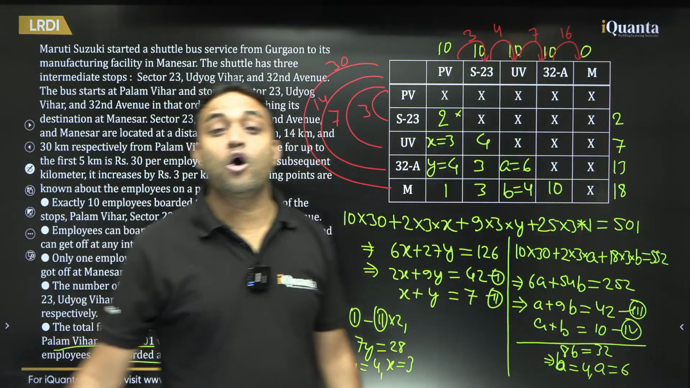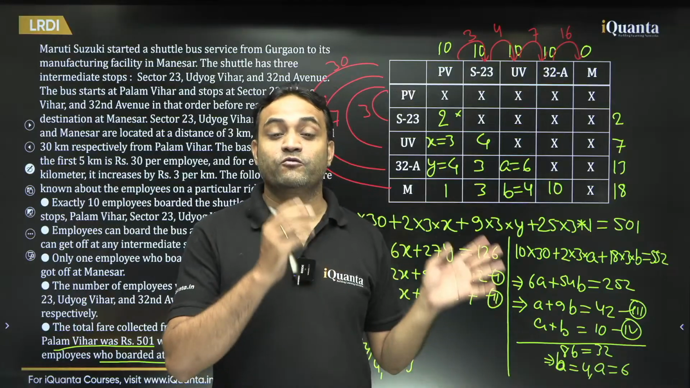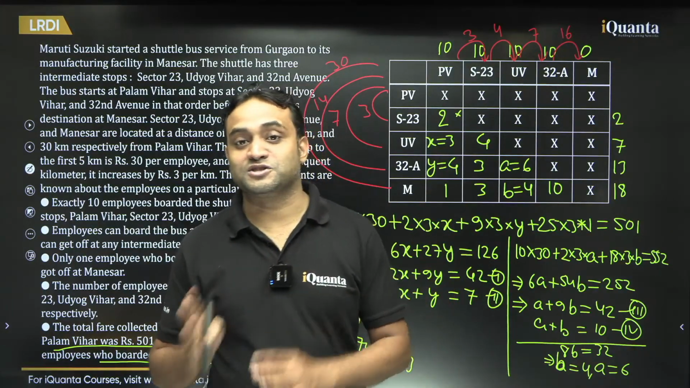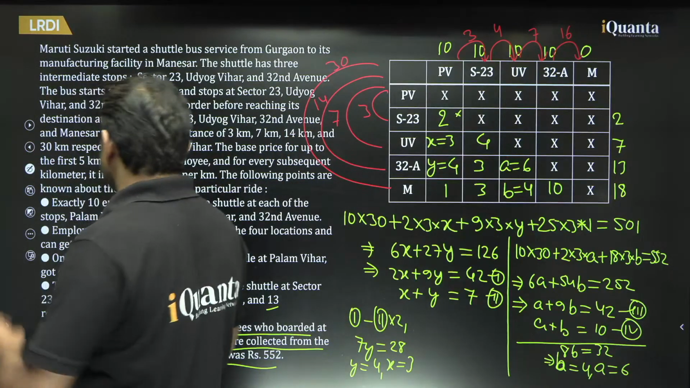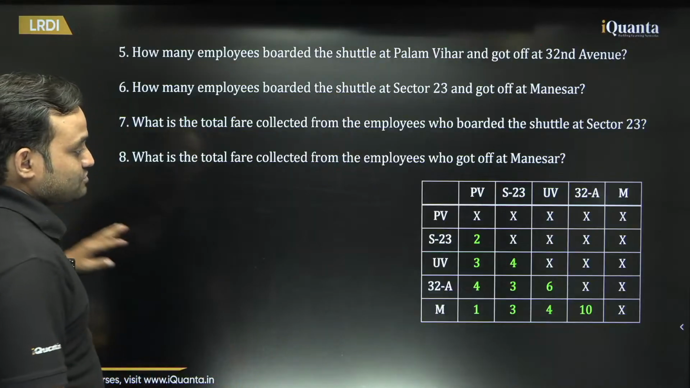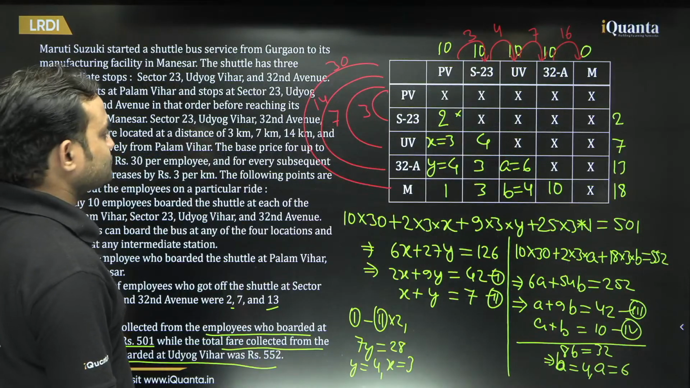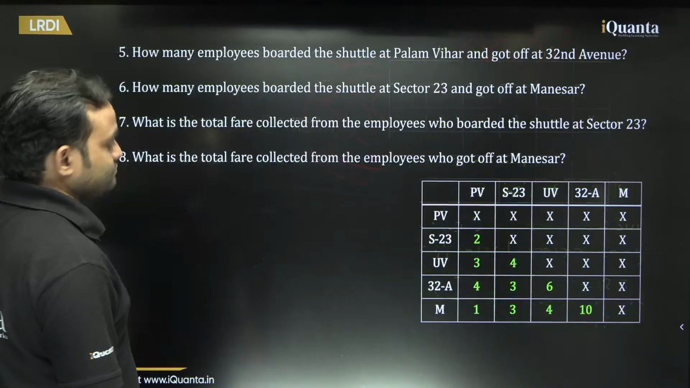Now we know all the details regarding how many employees boarded from which stop and how many deboarded at each stop, right? So now we should be able to solve these questions very quickly. So this is the final value: 2341, 433, 6410, right?